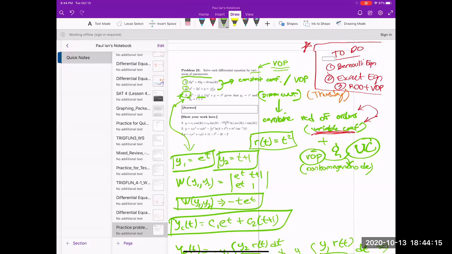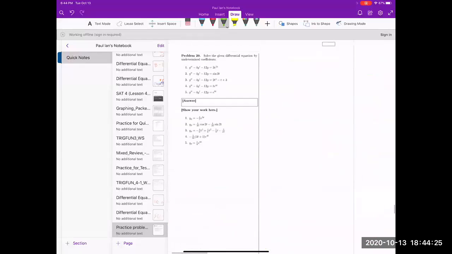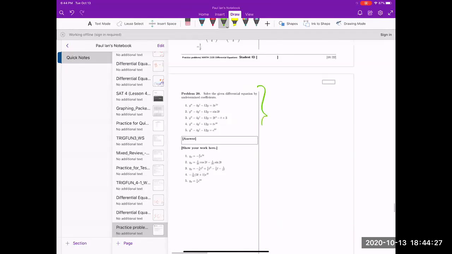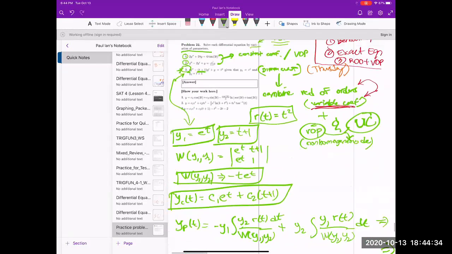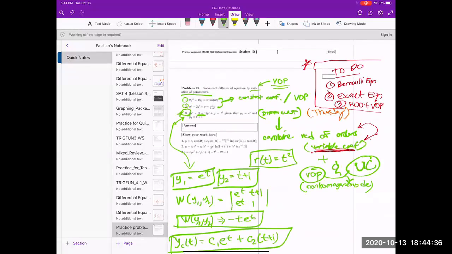Would it be possible to review the undetermined coefficients, mainly because I was not having a good time last time? Yeah, there's a bunch of problems here that we can do. Yeah, definitely. This is actually the easiest one. If you were to pick between a VOP and a UC, I would do the UC.